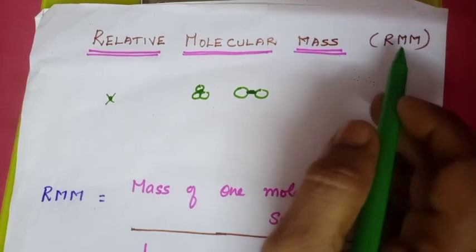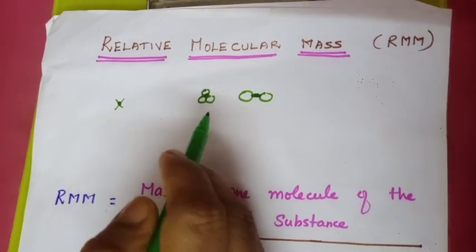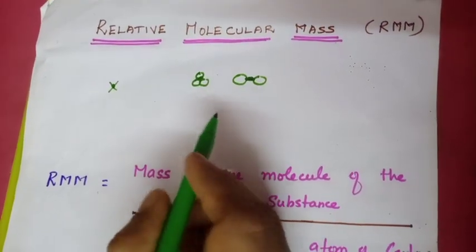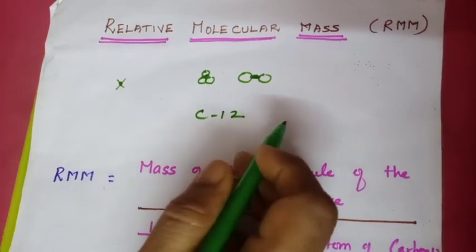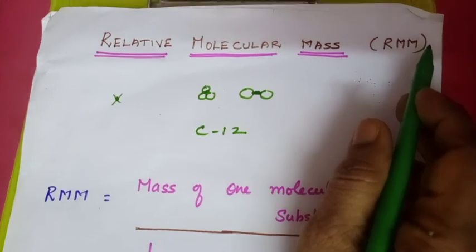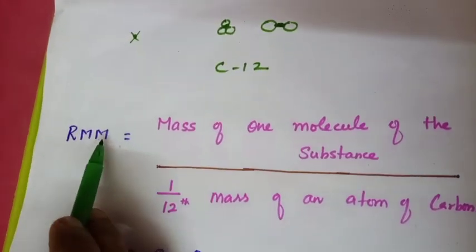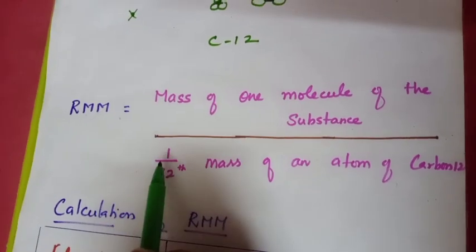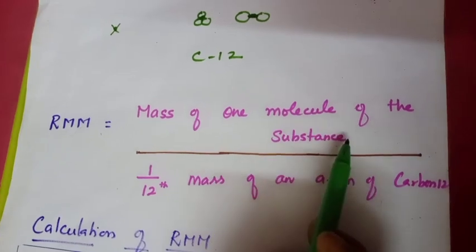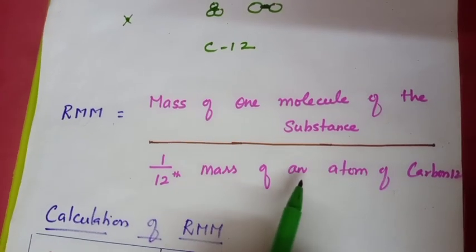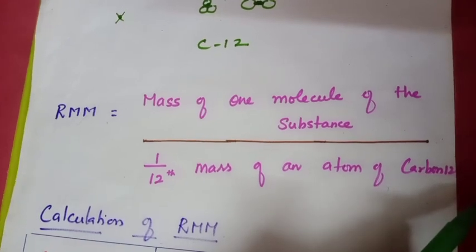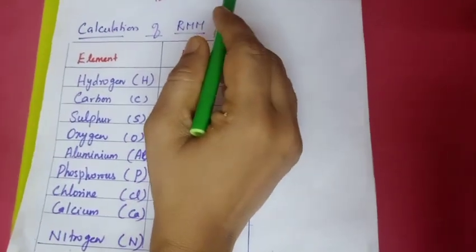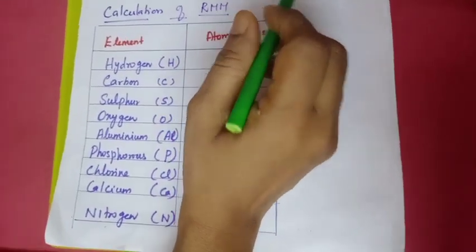As the molecules are made up of atoms, they also have their own masses. The mass of the molecule of an element or a compound is measured in the carbon-12 scale and hence it is called RMM. So what does this relative molecular mass, or RMM, mean? The relative molecular mass is defined as a ratio between the mass of one molecule of the substance to 1/12th the mass of an atom of carbon-12. The mass of a molecule is calculated by adding the relative atomic mass of all the atoms present in the molecule.